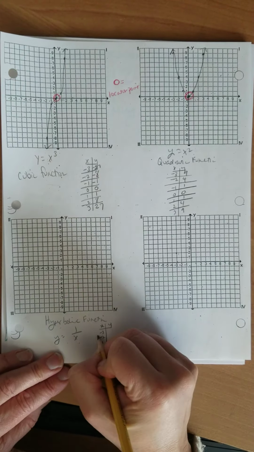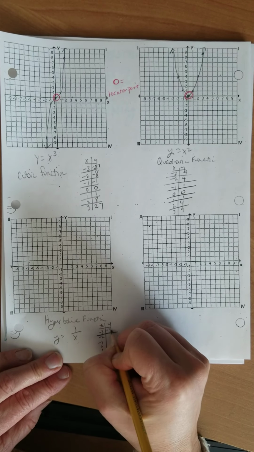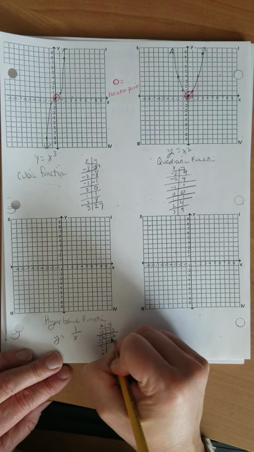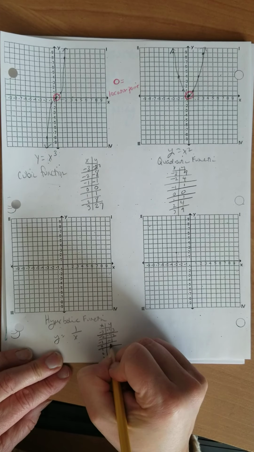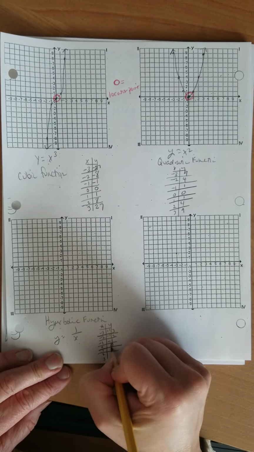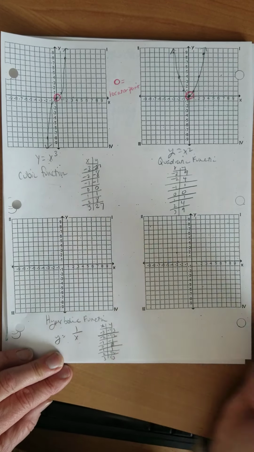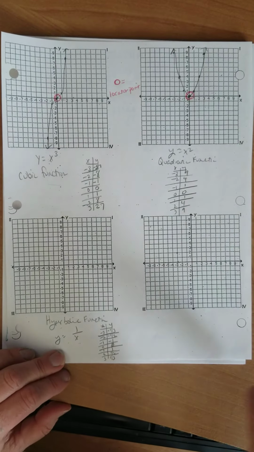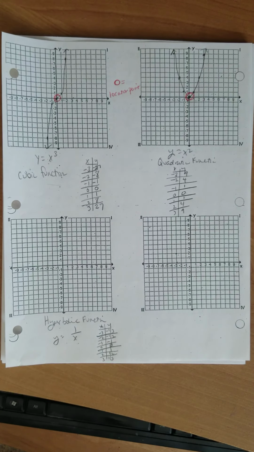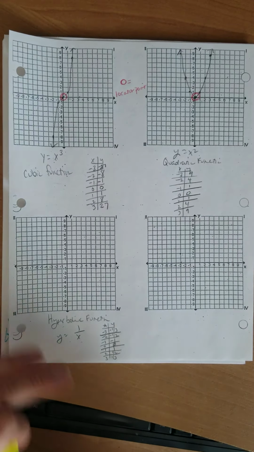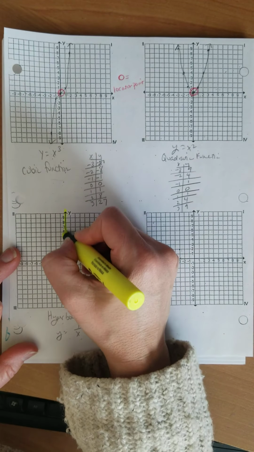1 over negative 3 is negative 1/3. 1 over negative 2 is negative 1/2. 1 over negative 1 is negative 1. You cannot take 1 over 0. 1 over 1 is 1. 1 over 2 is a half. 1 over 3 is 1/3. So here we go. We are not going to have any points at 0, so there's nothing here.